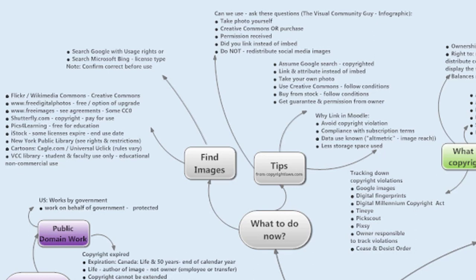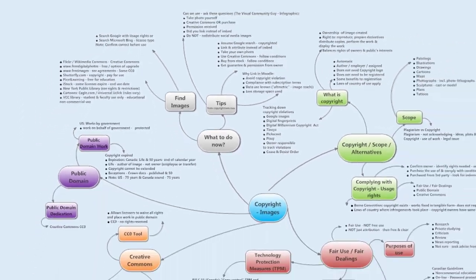Plus, the data use is known, so the altmetric, that's the image reach. So the owner of the image, they actually know how far it's reaching and who's using it. They're able to see that. If you actually have it embedded in your Moodle, then they don't know what the reach of that image is. Plus, it's also less storage space. So that pretty much summarizes what I have here about copyright with regard to images.